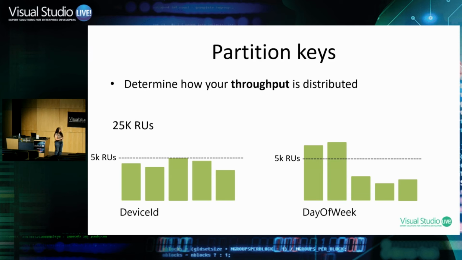But for our second container, which is partitioned by day of week, those same 5,000 RUs now are being stretched a lot further, right? We have some partitions that have a lot more data, and we may be querying those a lot more. So while some of our partitions are sitting idle and maybe underusing throughput, a couple of our partitions are likely going to get throttled. So when you think about your throughput distribution, this is why it's so important to make sure that your data and your requests are evenly distributed across your partitions.